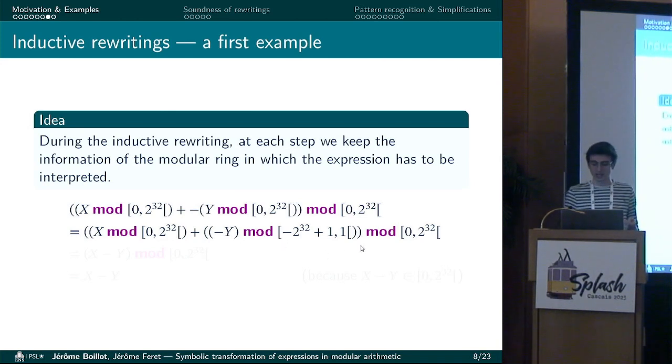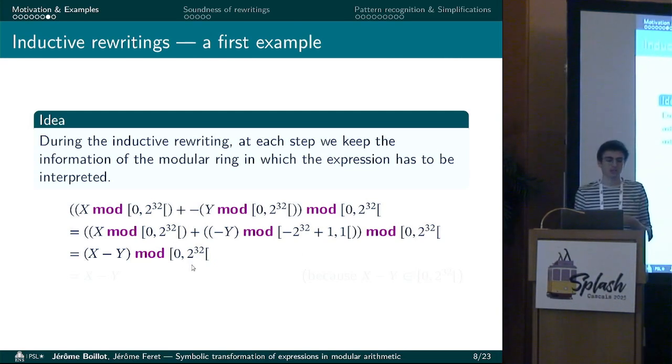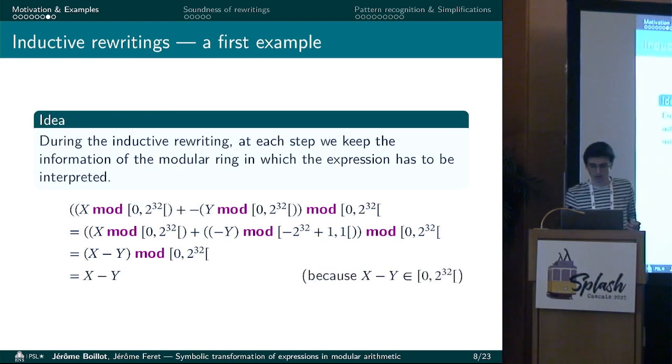And then we can, because here this modulo ring 0 to 2 to the power 32 divides the size of both inner modulo computations, modulo intervals, we can just remove the inner ones, and it's just x minus y evaluated in the modular ring 0 to 2 to the power 32. And x minus y is within the bounds of this interval because x is greater than y. So we can just remove the modulo, and we have finished our proof.